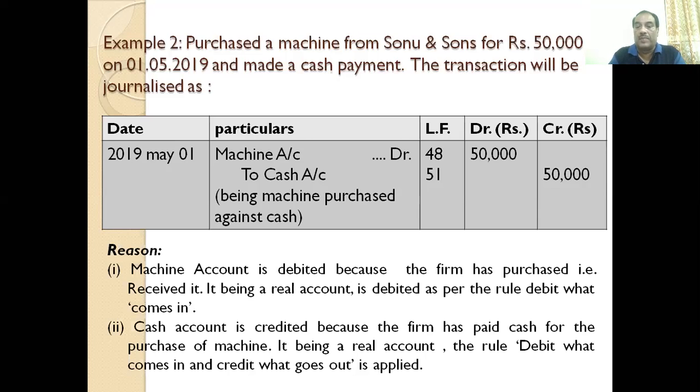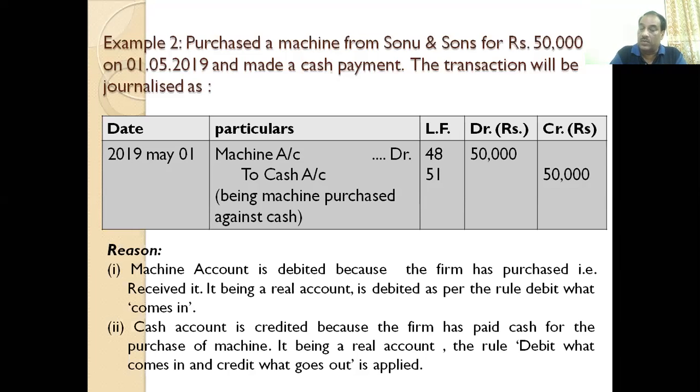So the reason is, machine account is debited because the firm has purchased it, that is, received it, and it is a real account. Machine is a real account. Building is a real account. Furniture is a real account. These are the properties. So machine, being a real account, is debited as per the rule of debit, that is, what comes in. Cash account is credited because the firm has paid cash for the purchase of the machine. It being a real account, cash account is a real account.